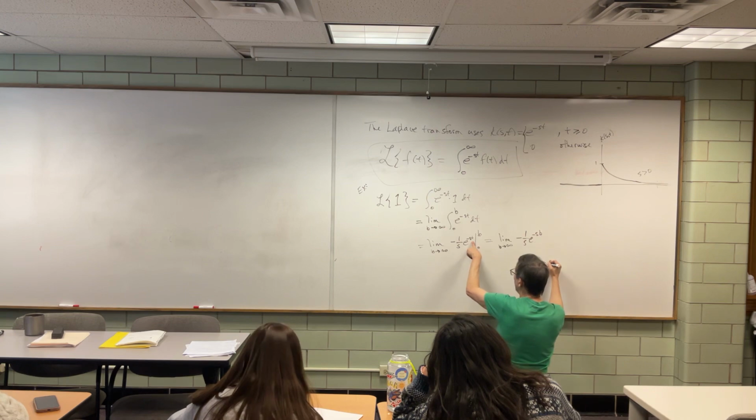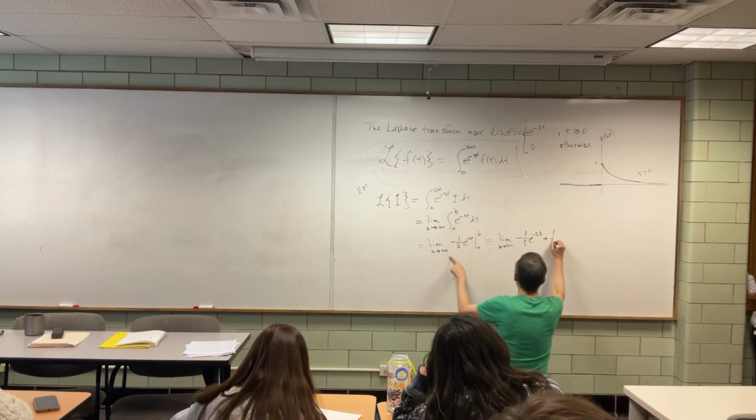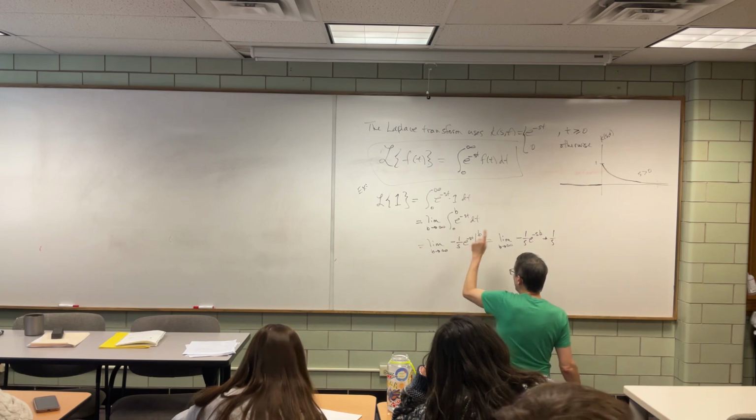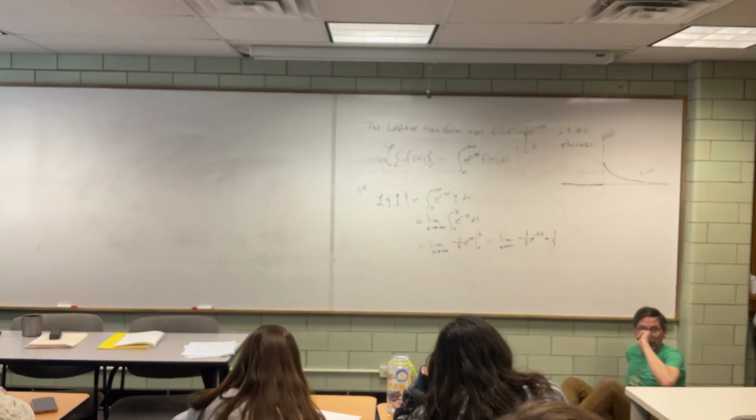So e to the negative sb. And then when I subtract and put in 0, I just get plus 1 over s, because e to the 0 is 1. When I put that in, and then minus minus. You see it okay?